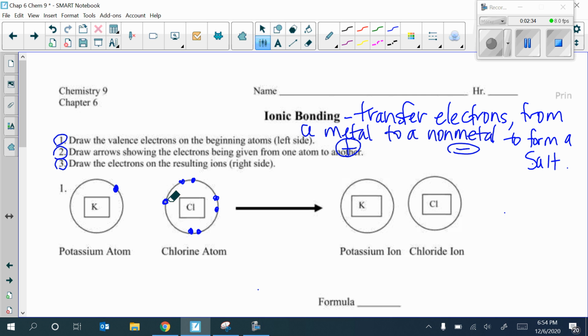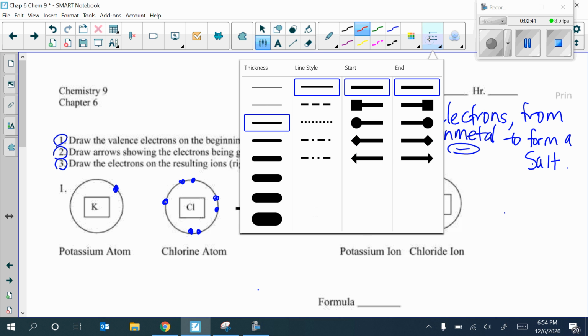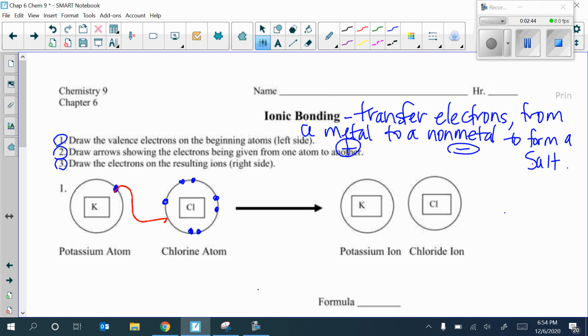Then we're going to draw the arrow showing the electrons being given from one to another. And we know metals want to give up their electrons. So the metal is going to give it away here. So that's going to go and pair up right there with the chlorine. And then we're going to draw the electrons and the resulting ions on the other side. Well, I gave up that 1 electron, so there's nothing there for the potassium. But because it gave up 1, that's going to have a +1 charge. And then the chlorine, we are going to fill this. So now we have 8 electrons over here, okay? And that gained 1, so that became a potassium ion with a +1 charge, a chlorine ion with a -1 charge. So we can say that I have K+1, Cl-1.